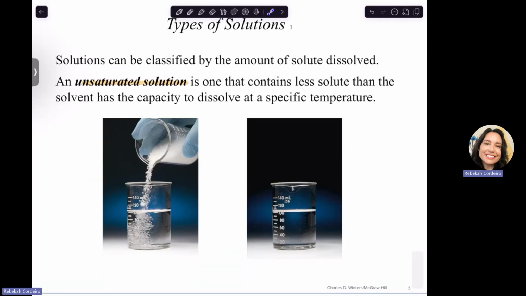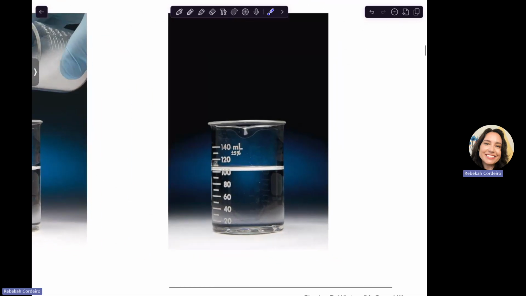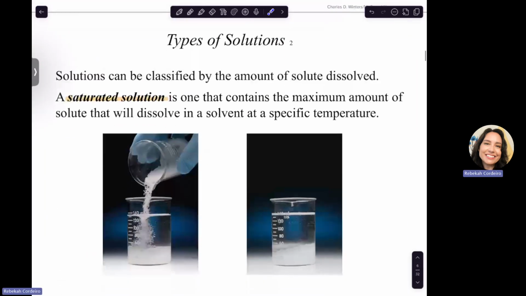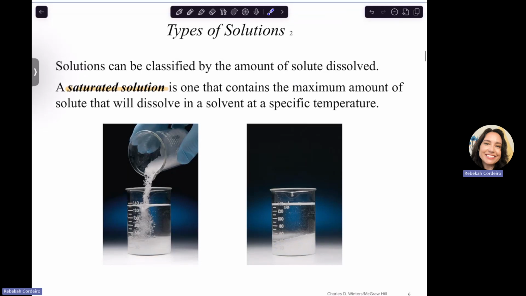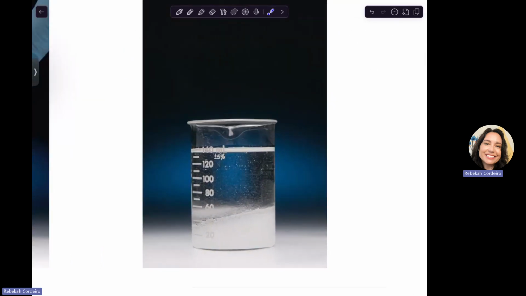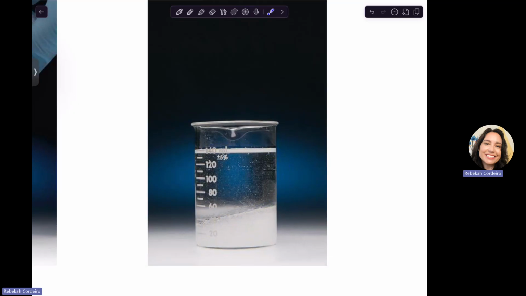So imagine that we're adding our solid to our liquid, but we're not adding to the max level of solubility. So we get a solution that looks homogeneous like this, and we could add more, and it would dissolve. We know it's saturated when you add more and you see it not dissolve anymore. So you see how we have some solid just kind of hanging out at the bottom? That means it can't hold any more at that temperature. So this up here would be a saturated solution. It's holding as much as it can. And if you add more, it's just going to sink to the bottom, more solute.